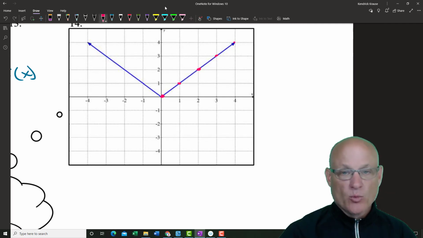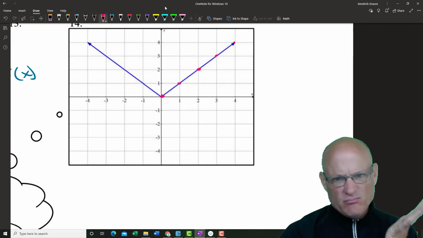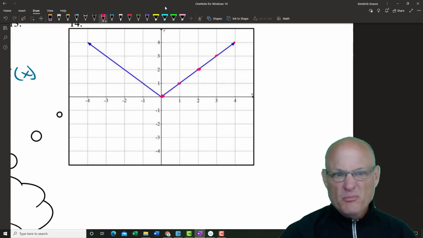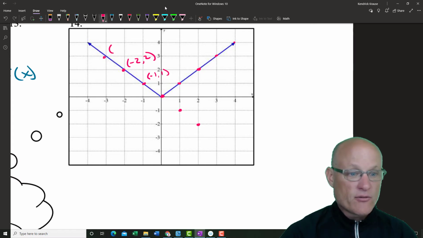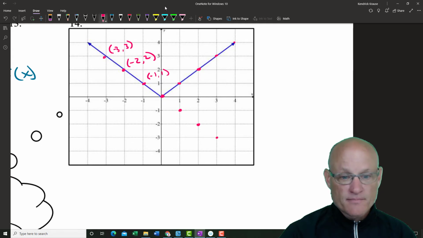Now that point is 1, 1. The reverse of that is 1, 1. That point is 2, 2. The reverse of that is 2, 2. 3, 3, 4, 4. So those points don't move. This point is negative 1, 1. So I want to do 1, negative 1. This point here is negative 2, 2. So I'm going to do 2, negative 2. This point here is negative 3, 3. So I want 3, negative 3.